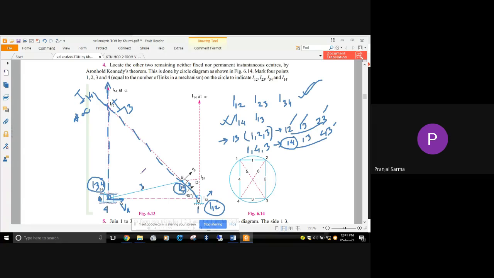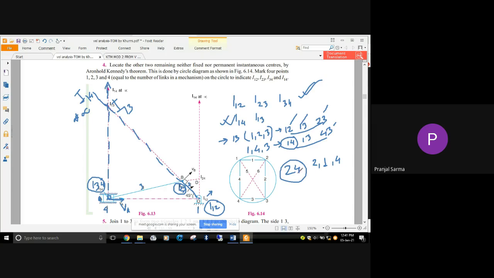Similarly, we have I24 that is remaining. For that also, we are going to use Kennedy's theorem. I hope all of you will be able to utilize it here for I24. I24 means the instantaneous center between link 2 and 4. Definitely link 2 and link 4 have to be considered, and apart from these 2 links, another link has to be considered. Let's first consider 2, 1 and 4. Then I will have I21, I24 and I14 as the 3 instantaneous centers.